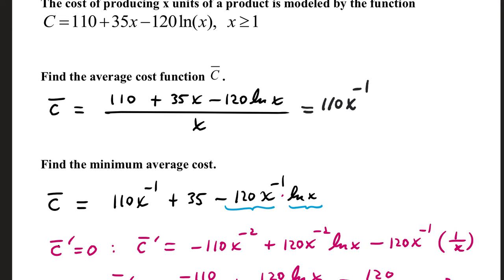35x over x, the x's cancel, so that leaves 35. 120 over, minus 120 natural log x over x. If you bring that x from the denominator, just make sure you change the sign of its power, so it'll be x to the negative 1 natural log x. And then that's what you'll see down on this level.